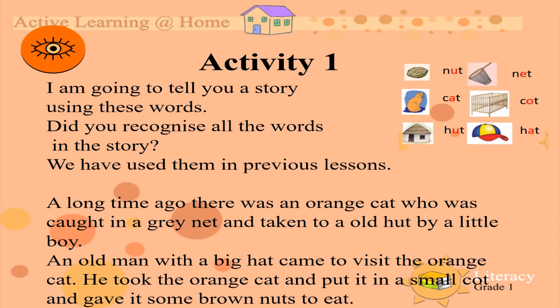Good. I'm going to read you the story again. Are you ready? A long time ago, there was an orange cat who was caught in a grey net and taken to an old hut by a little boy. An old man with a big hat came to visit the orange cat. He took the orange cat and put it in a small cot and gave it some brown nuts.